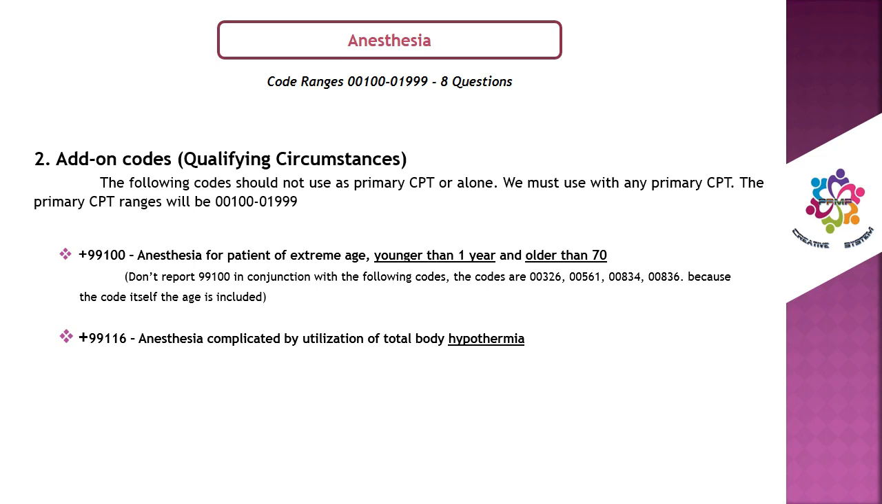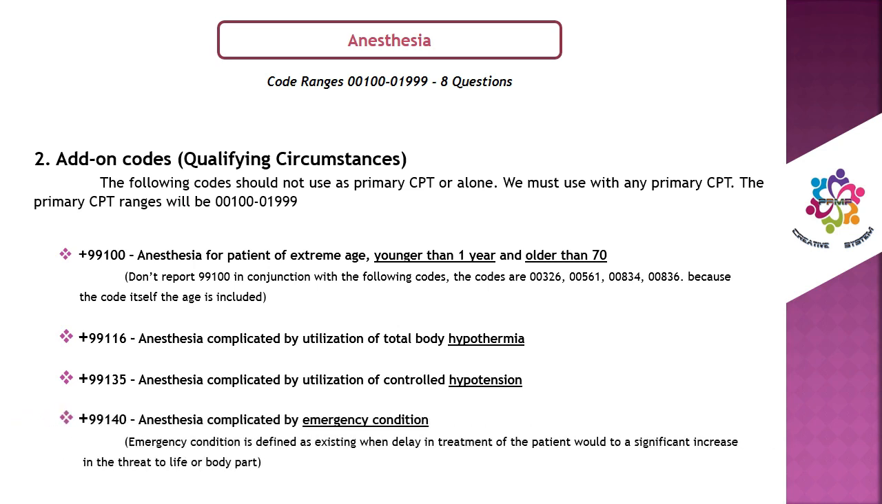99116, anesthesia complicated by utilization of total body hypothermia, which denotes very low body temperature. 99135, anesthesia complicated by utilization of controlled hypotension, which denotes very low blood pressure. 99140, anesthesia complicated by emergency condition. Emergency condition is defined as existing when delay in treatment of the patient would lead to a significant increase in the threat to life or body part.